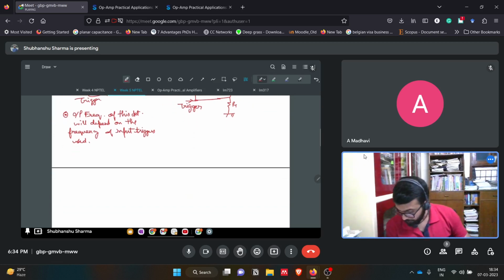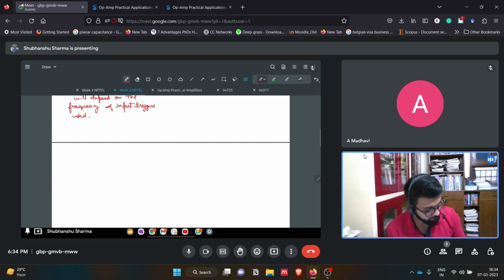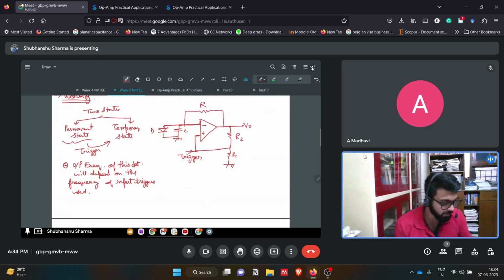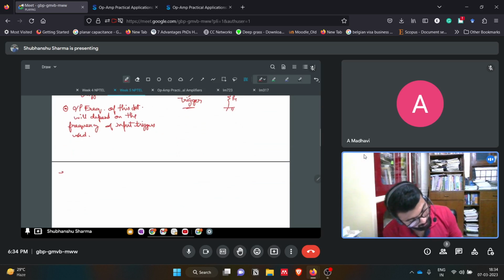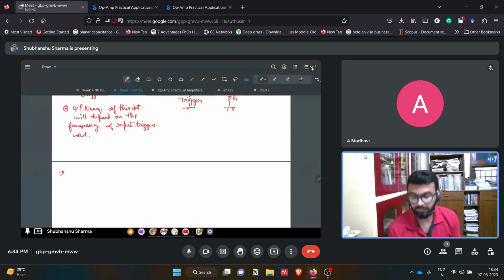Okay, so now we need only one type of trigger, since we are applying a trigger. Either it can be positive or negative. We don't need both triggers. So in this working, we'll see the working of the circuit using negative triggers, and how it will behave in negative triggering.